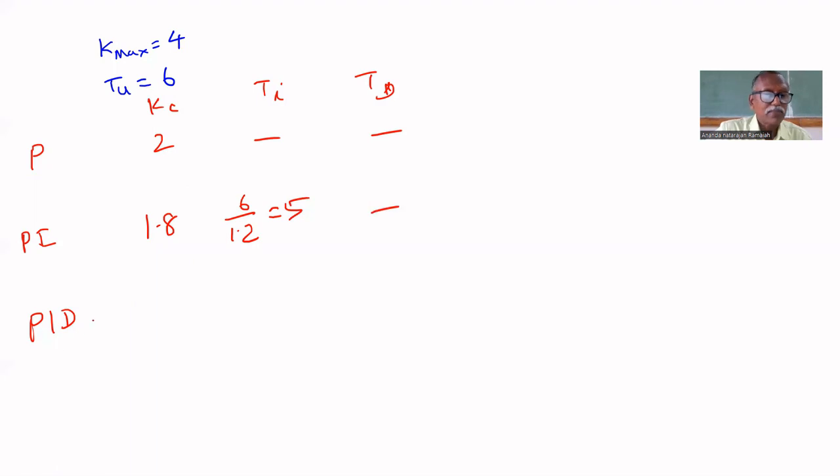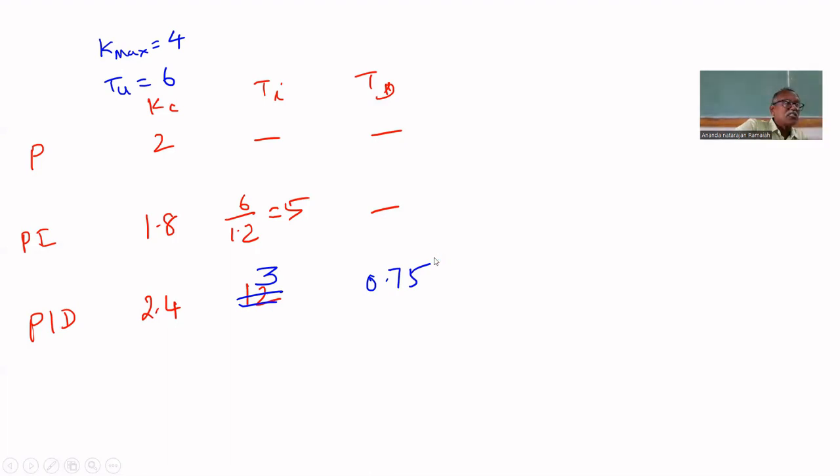For the PID controller, how much are you getting? KC is 0.6 times K max, which gives 2.4. TI is TU by 2, which gives 3. TD is TU by 8, how much? 0.75. That's all. Now we'll see.